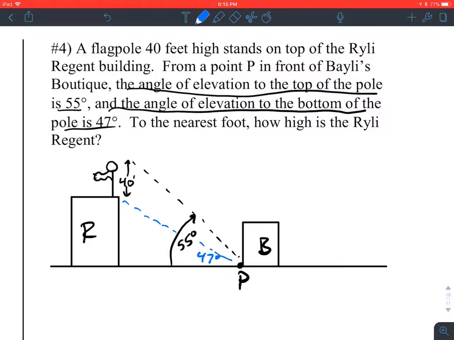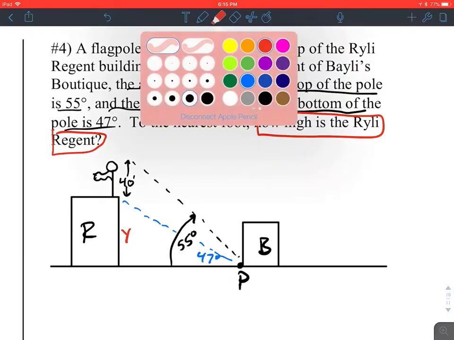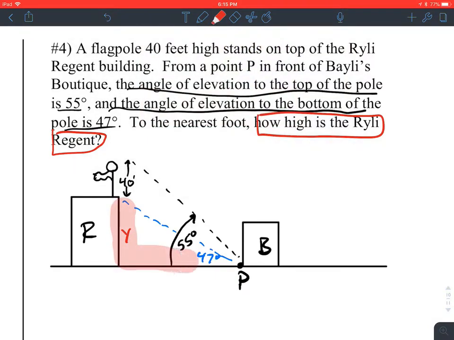Well, let's call that Y. I always encourage you to box in the question. So I don't know if you recognize what's happening here, but we got a bit of a problem. We are trying to find the length of Y in a triangle in which we don't know the length of any side.